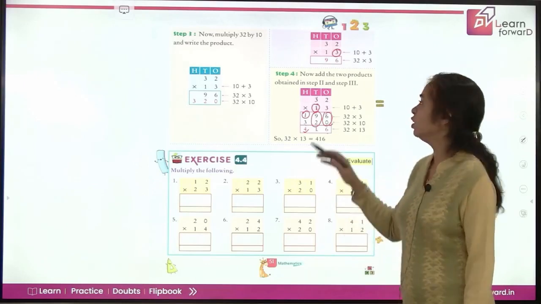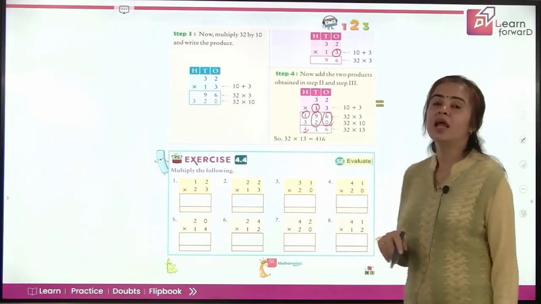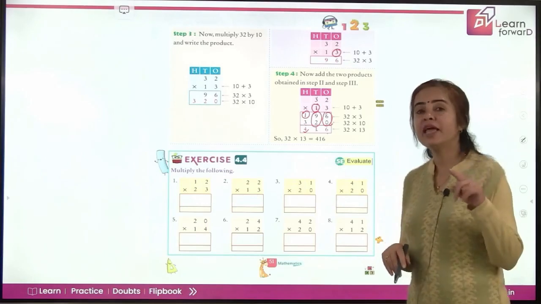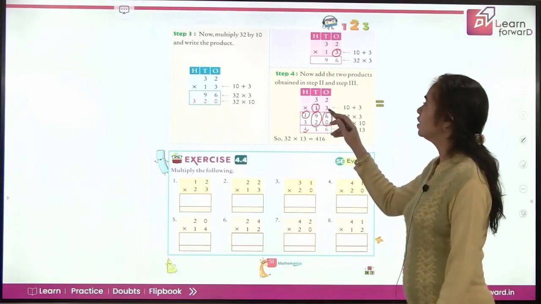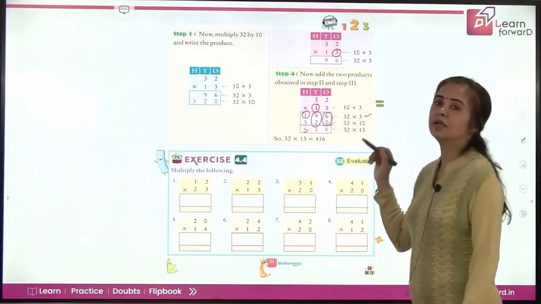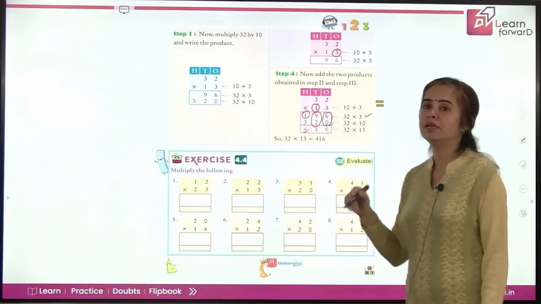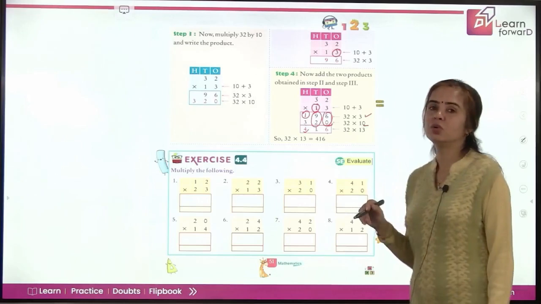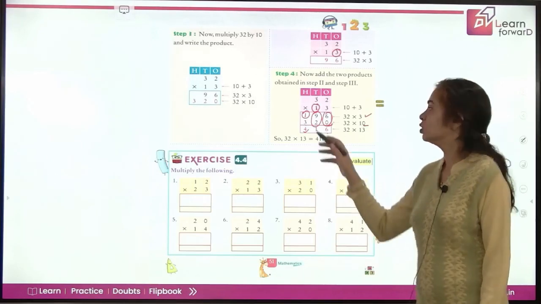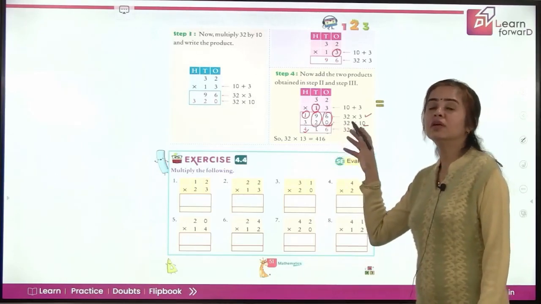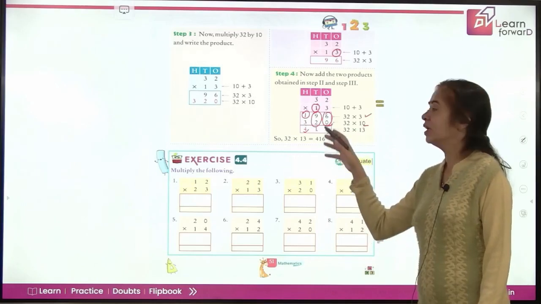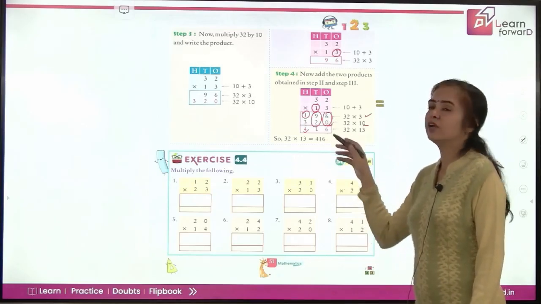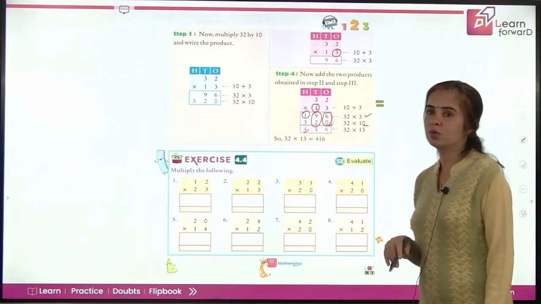Let's see. When you have to multiply by 13, actually 13 means 10 plus 3. So first you are multiplying by 3, it's done. And then you have to multiply by 10. And when you multiply by 10, you just put a 0 at the end. We have already learned. So you get 32 tens, which is 320. And then you add them, you get 416 as the product.